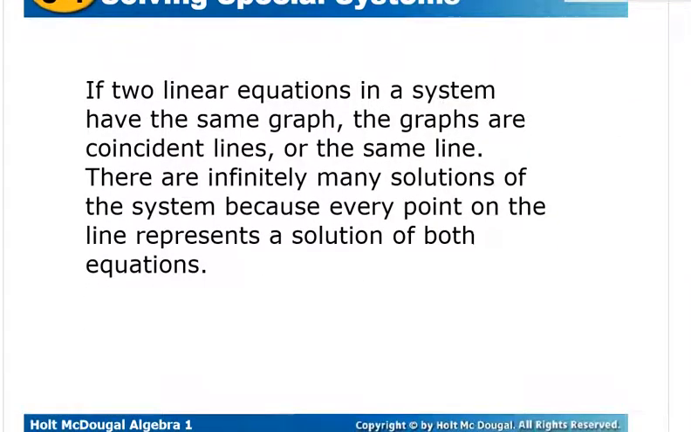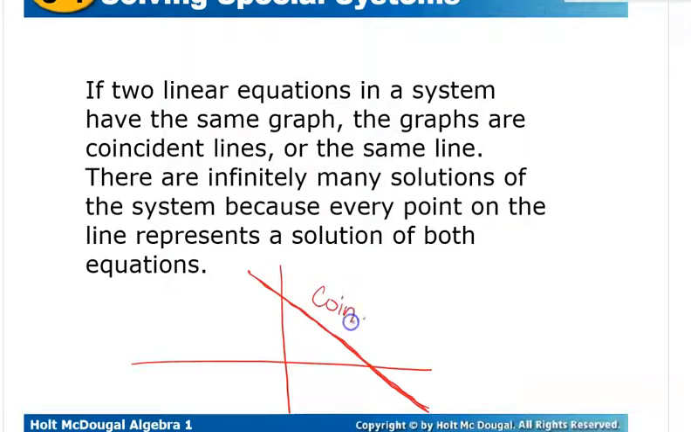If two linear equations in a system have the same graph, meaning if you have your grid here and you draw a line and you have an equation for the same line, it's a line that's lying right on top of the other line. This is called coinciding. These lines coincide. They have all the solutions. They share all the solutions because they cross everywhere. And this goes on forever. They coexist in the same space. They are the same line.